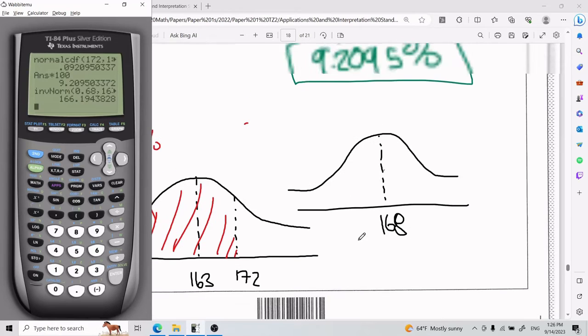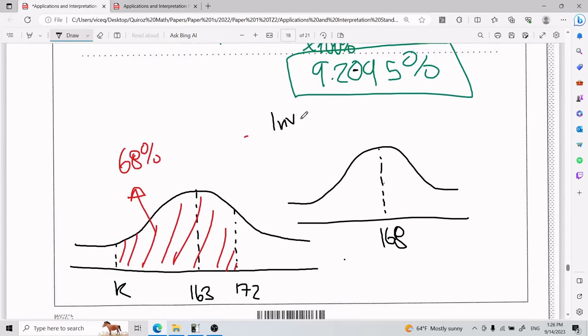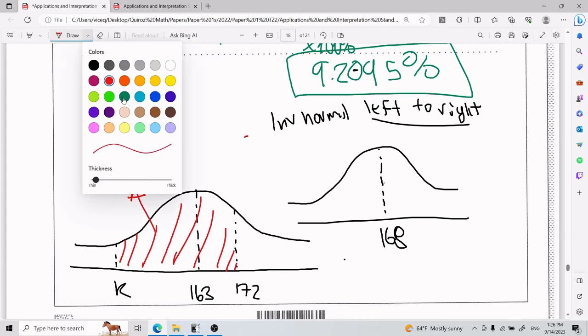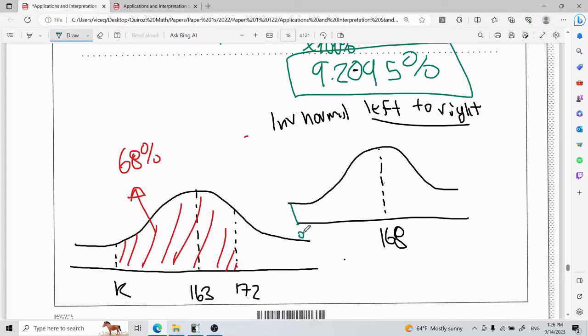This is wrong because the way inverse normal works is that it goes from left to right. What do I mean by this? If you plug in 68% for inverse normal, that means it's going to go from here saying, okay, this is 0%, this is, I don't know, 5%, and so on, until it reaches 68%, see?